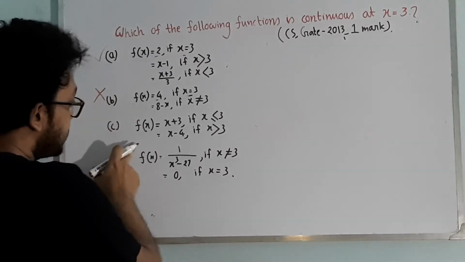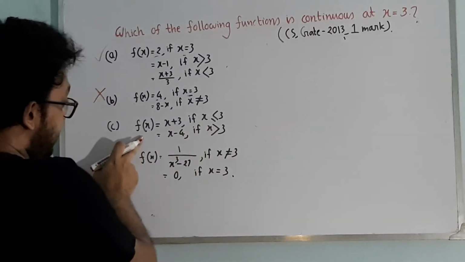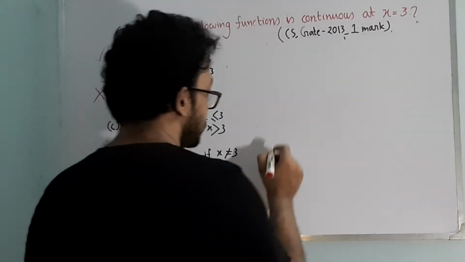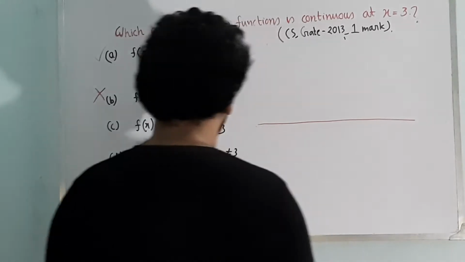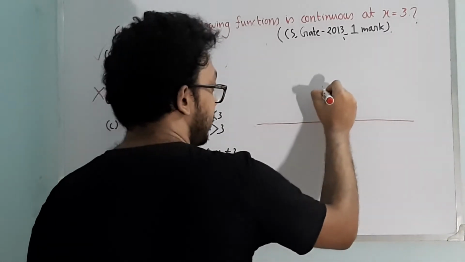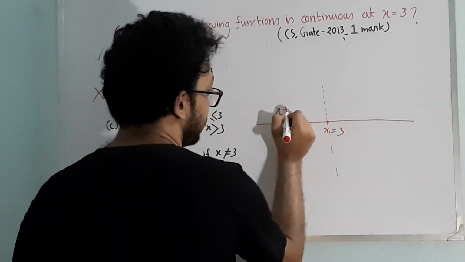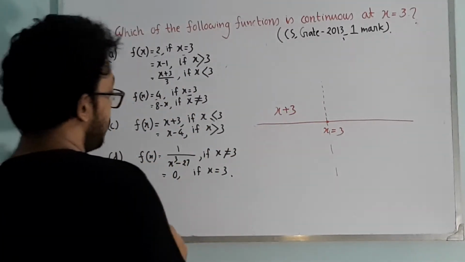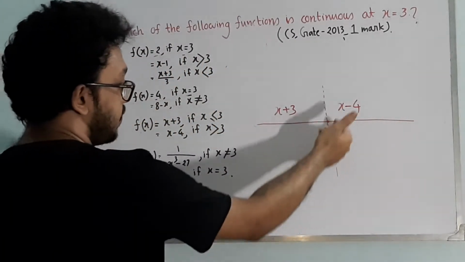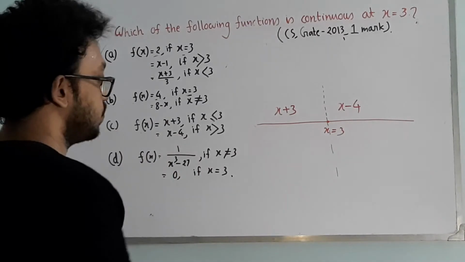Option C says that f(x) is equal to x plus 3 if x is less than or equal to 3, and f(x) is equal to x minus 4 if x is greater than 3, right? So suppose this is the x-axis, and suppose this point corresponds to x equal to 3. You see that when x is less than or equal to 3, you have f(x) equal to x plus 3. And when x is greater than 3, you have f(x) equal to x minus 4, right? Just on the right side of x equal to 3, f(x) is equal to x minus 4. And at x equal to 3 or before x equal to 3, f(x) equal to x plus 3, right?